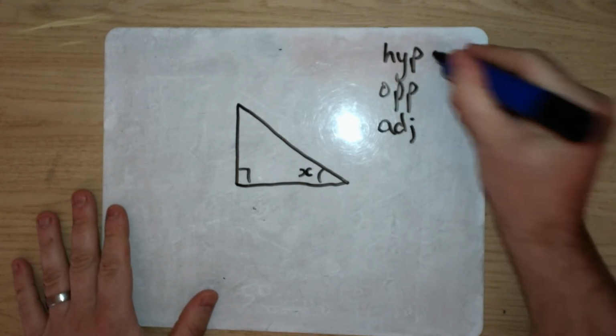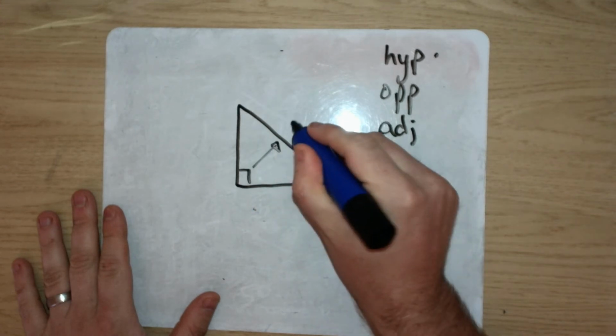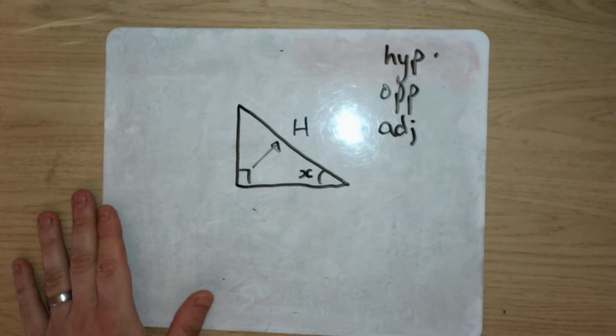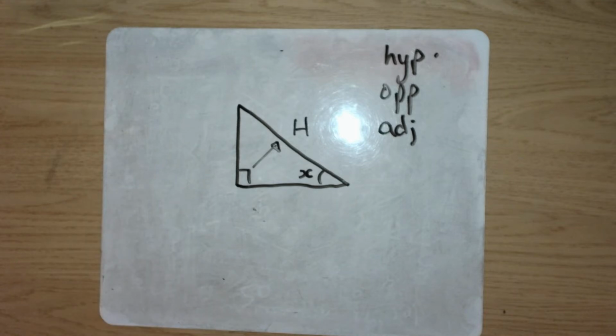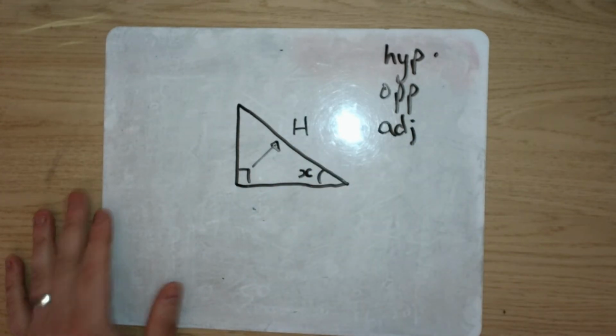So first of all, hypotenuse, it's the longest side. The longest side in a right angle triangle is always going to be opposite the right angle. You can test that for yourself. If you want to draw some right angle triangles, measure the sides, the hypotenuse will always be the longest, so it's always going to be opposite the right angle.